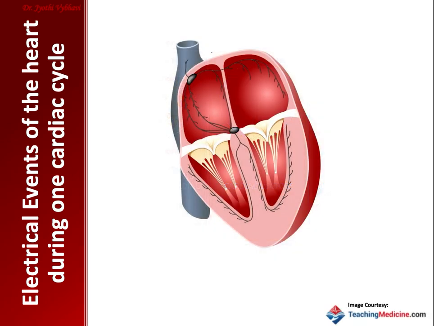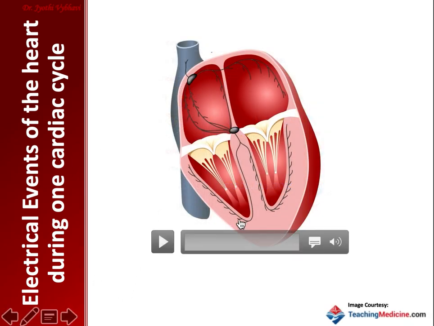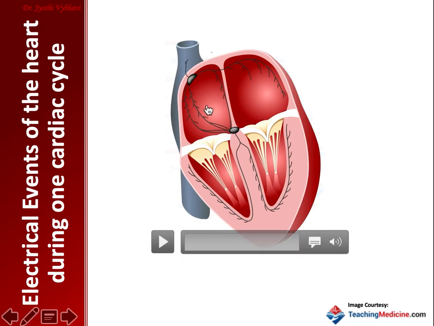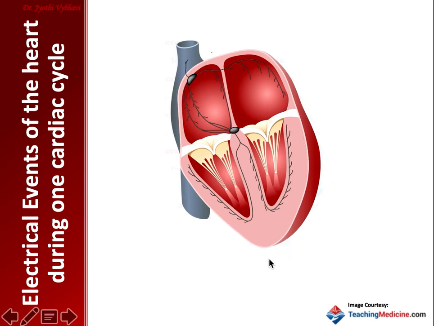Okay, so let me show you this animation to tell you what the electrical events are. Obviously the electrical events are first the atria depolarize, then ventricular depolarization happens. So depolarization and repolarization are the electrical events. In the whole heart, first the SA node depolarizes, and then the atria depolarize, the AV node depolarizes, and the bundle of His, and the entire ventricles depolarize, followed by repolarization. These are the electrical events.